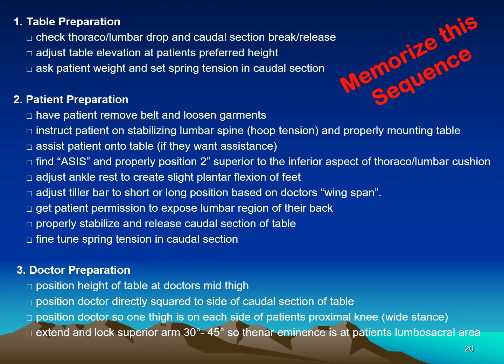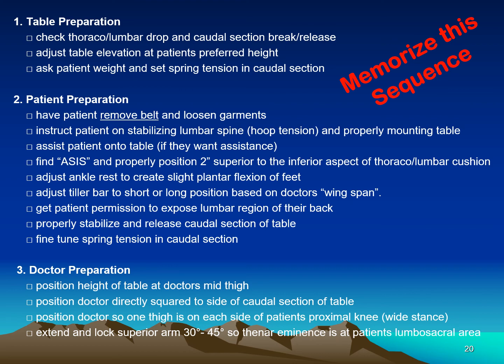We then, once the patient is down on the table, we find their ASIS, and we position the ASIS 2 inches superior to the inferior aspect of the thoracolumbar cushion. We then adjust the ankle rest to create slight plantar flexion of the feet, relaxing the calf and hamstring muscles. We then adjust the tiller bar to your particular wingspan, and the tiller bar has a numerous amount of adjustments to make it so that you, the doctor, have greatest of ease in decompressing the patient's spine.